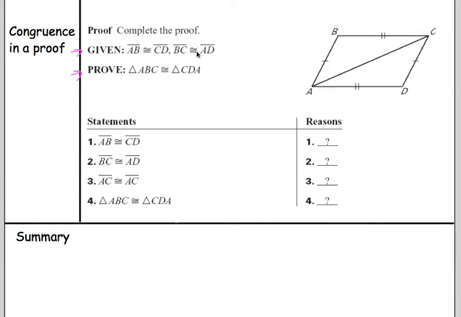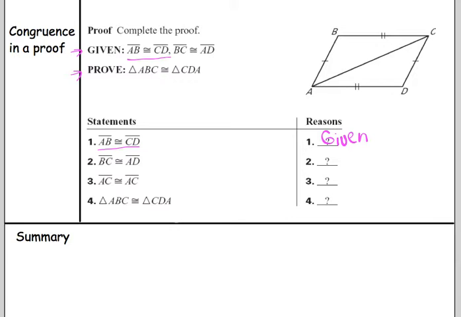There's two things here in the given. Let's find them in our statements. Usually we list them first. Let's see how they did that. A, B, C, D. That matches right there and there. So the reason is given because we don't know that. Somebody told us that. So it was given to us.